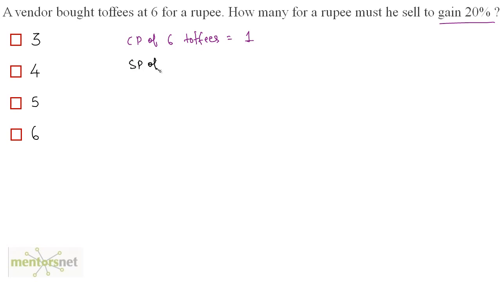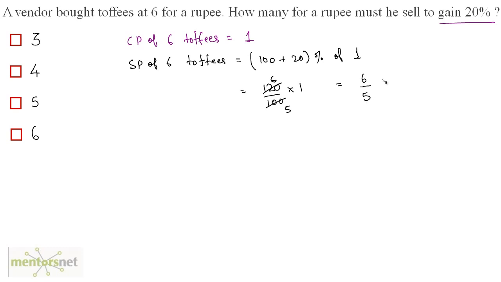So selling price of 6 toffees is equal to 100 plus 20% of the cost price, that is of 1. So this is equal to 120 upon 100 times 1. And if we divide the numerator and denominator by 20, we get 6 by 5. So the selling price of 6 toffees is 6 by 5 rupees. This means that for 6 by 5 rupees, we sold 6 toffees.